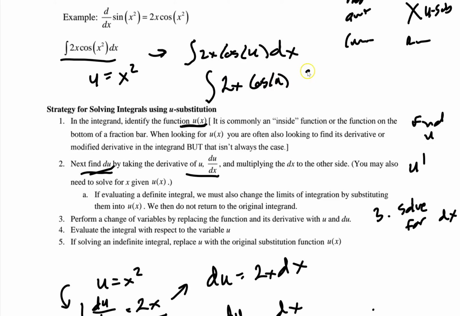And then look what happens. The integral of cosine u du. And that you can integrate. So that's step 4. Actually integrate the thing. Go back to integral with respect to u.